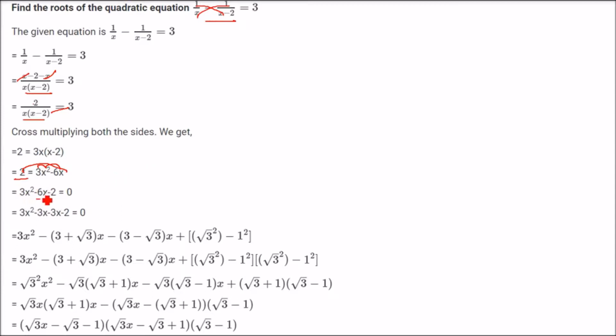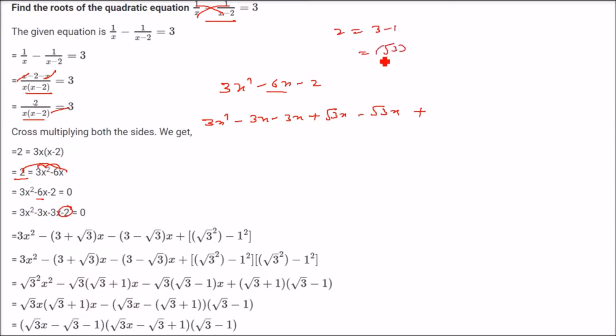See, 3 twos are 6. So you cannot have anything to make the factor. So you have to do something else. What I'm doing here is, just see, 3x square minus 6x minus 2. I am writing this 6x as 3x minus 3x, right? And now I am adding and subtracting plus root 3x and minus root 3x. Then I am writing this 2 as 3 minus 1.